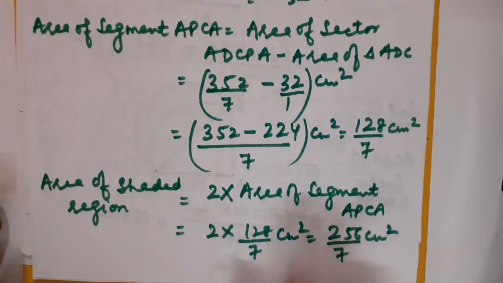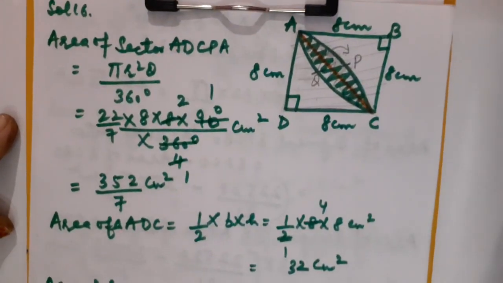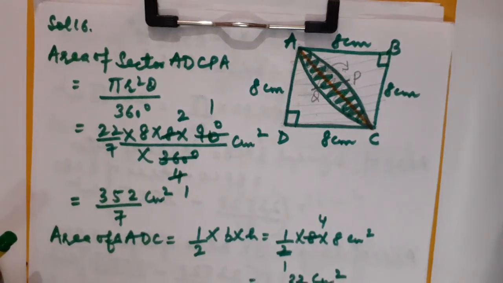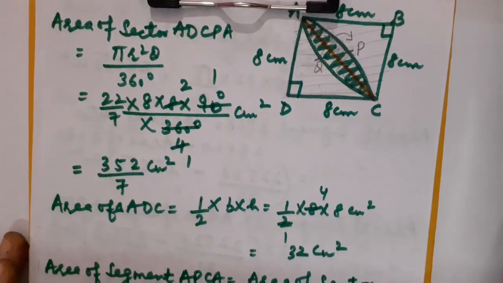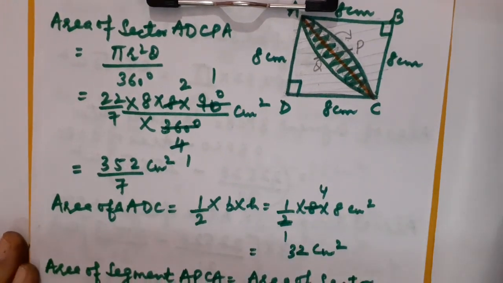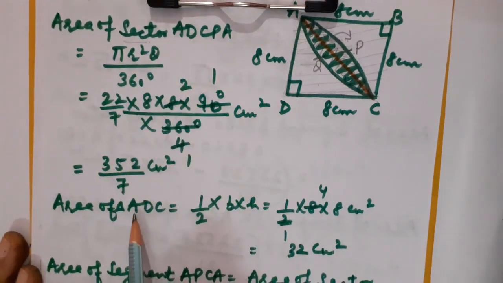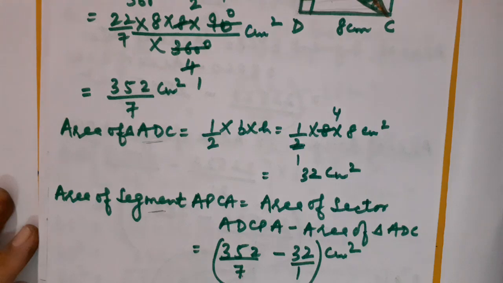Understood, students? So this was the last question of this chapter, which I found a little difficult for you, so I have covered it in my lecture. Fine. Now this is the time to get mathematics homework. So children, while comprehending the questions based on the area, you may have understood that the main concept is area of sector, area of triangle, and of course area of segment in this chapter, right?